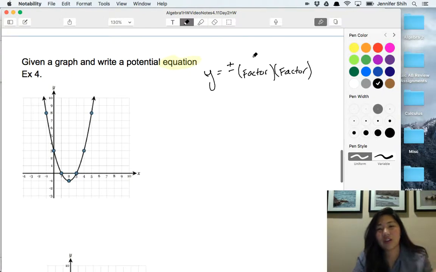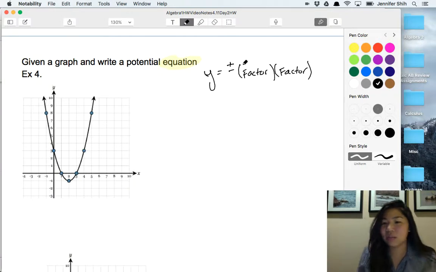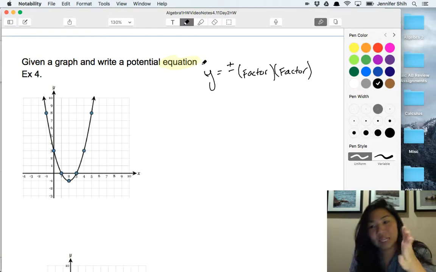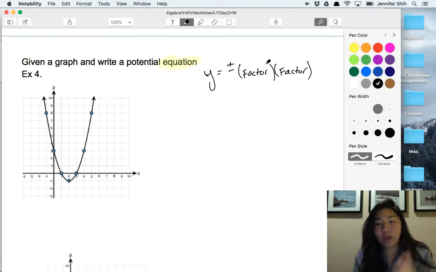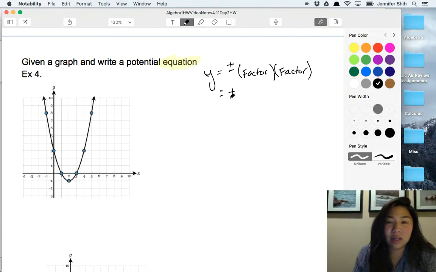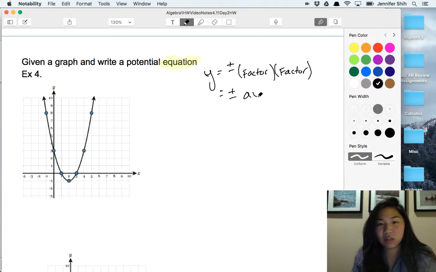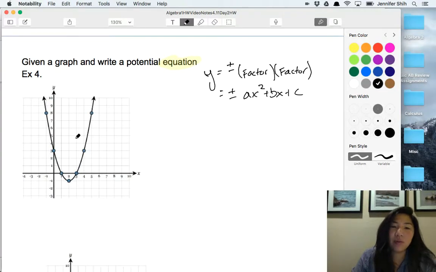So usually your factor is like x minus something or x plus something, but in this case I'm just writing the word factor. So your answer, I'm really big on, if you're given the directions, what is the answer? The answer is going to be plus or minus, and it's going to have two factors. From there, you can expand, you can use the box method, and then you'll end up getting ax squared plus bx plus c, or some form of this. I'll show you what I mean. For example, example 4, all I know is that it's concave up.